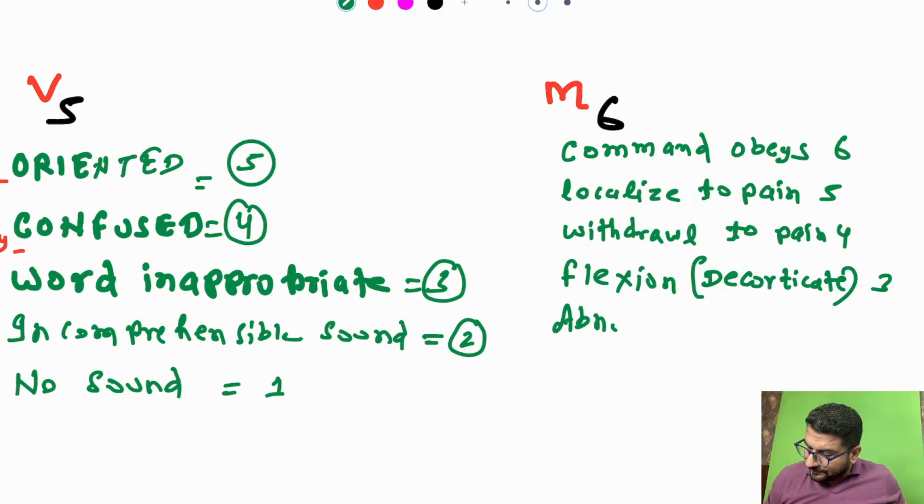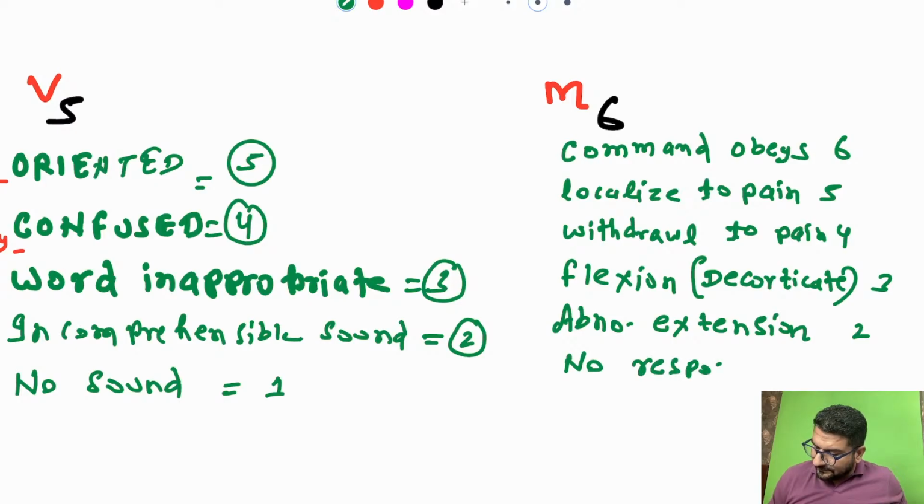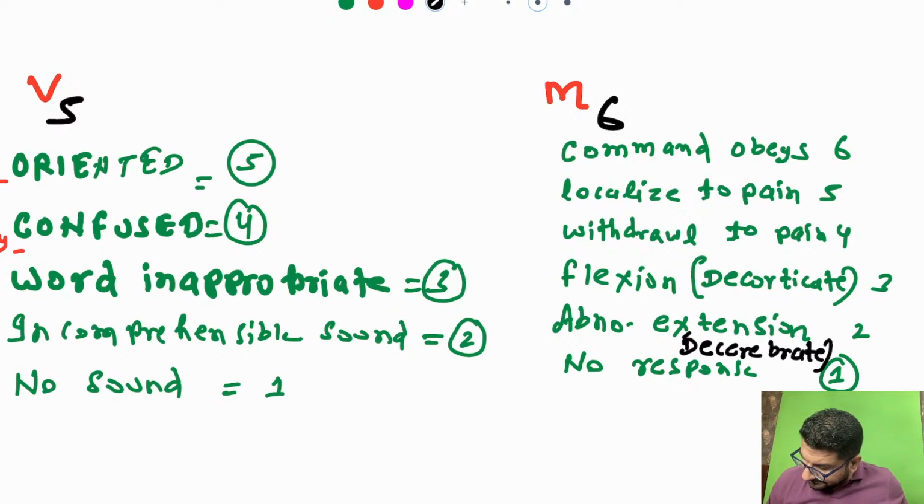Then the patient is coming to you with abnormal extension. Abnormal extension, then we give a score of 2. And if there is no response, we give a score of 1. Abnormal extension we call decerebrate. So we have decorticate and we have decerebrate.